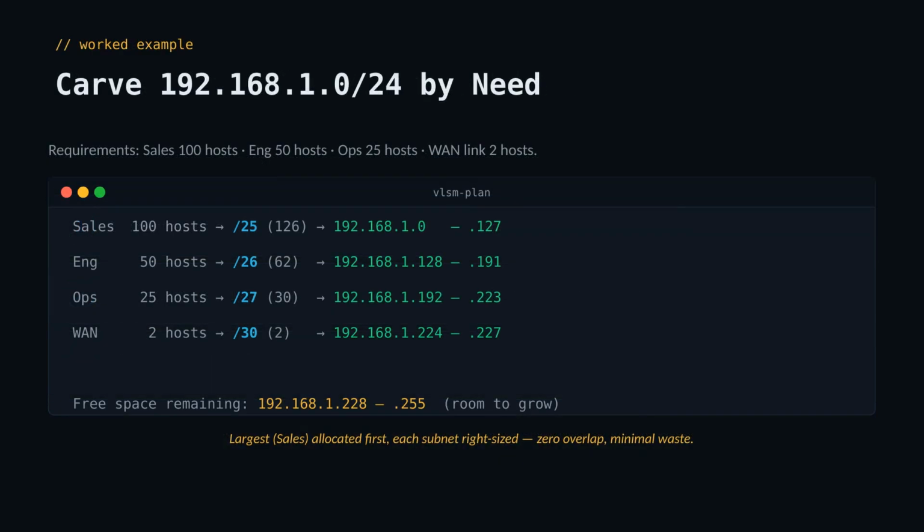Let's run that method on a real block. 192.168.0.0/24, with sales needing 100 hosts, engineering 50, ops 25, and a WAN link with 2. Sales goes first and takes a /25. That's 126 usable hosts, covering .0 through .127. Engineering picks up next with a /26 for 62 hosts, from .128 to .191. Ops follows with a /27 giving 30 hosts, .192 through .223, and the WAN link gets a tidy /30 from .224 to .227. That leaves .228 through .255 completely free, room to grow, 0 overlap, and almost no waste.